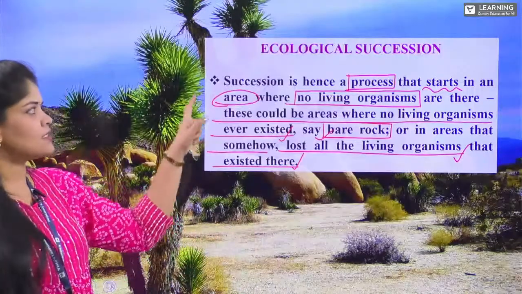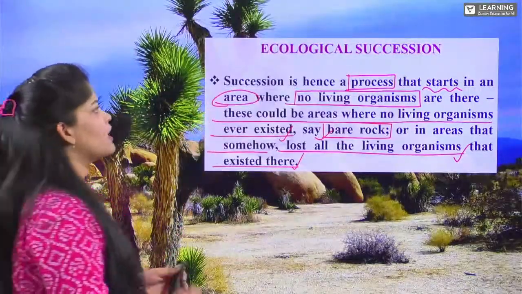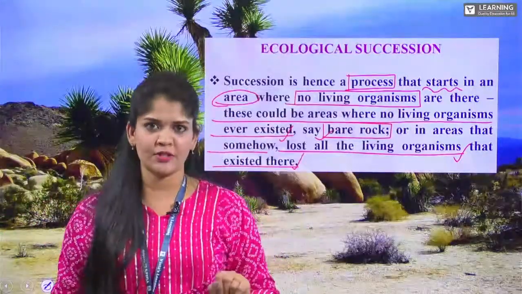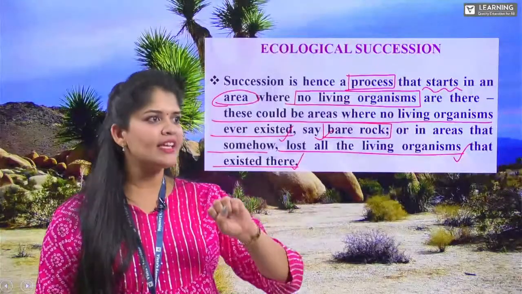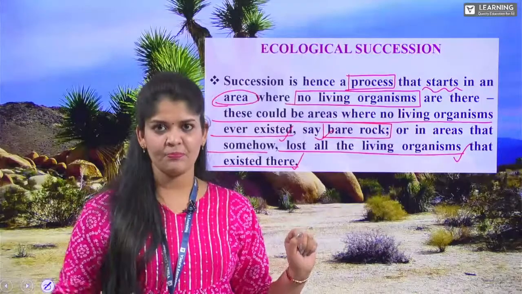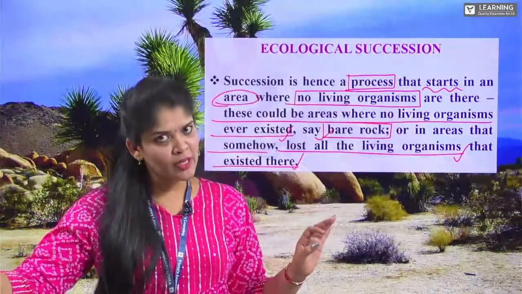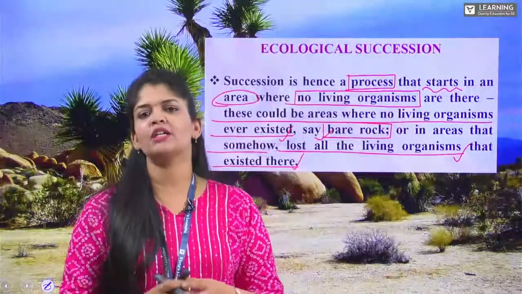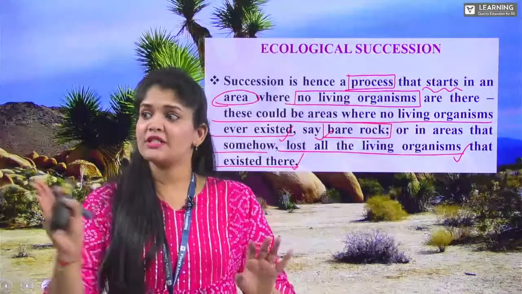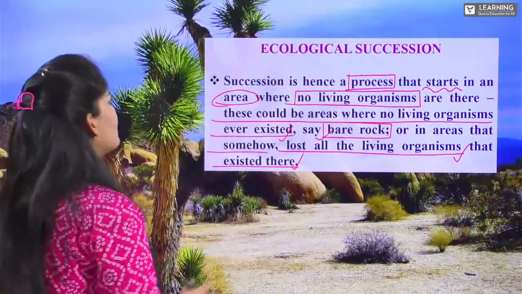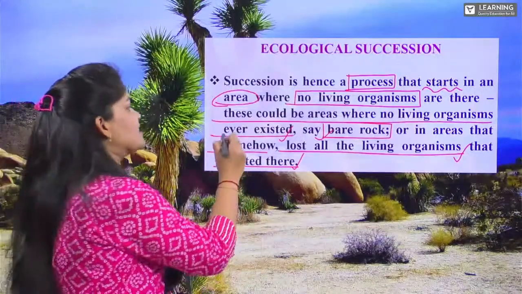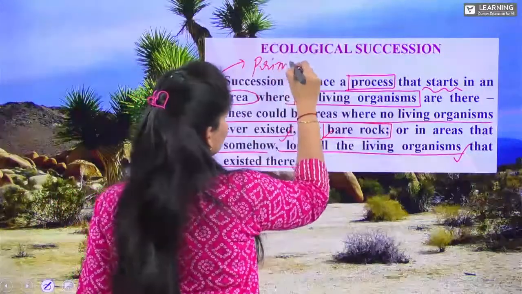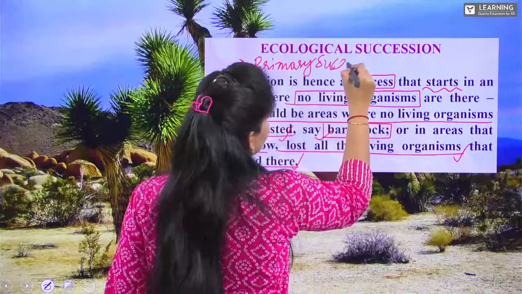Here the thing is, succession is hence a process that starts in an area where no living organisms are there. And this absence of living organisms can be of two types. One is where there is completely no existence of living organisms, where the primary succession happens. The second condition, previously it was occupied by living organisms, but due to some reason, at this moment we don't find any living organisms. Therefore, such areas will show secondary succession. There could be areas where living organisms never existed. This is the area which shows primary succession.